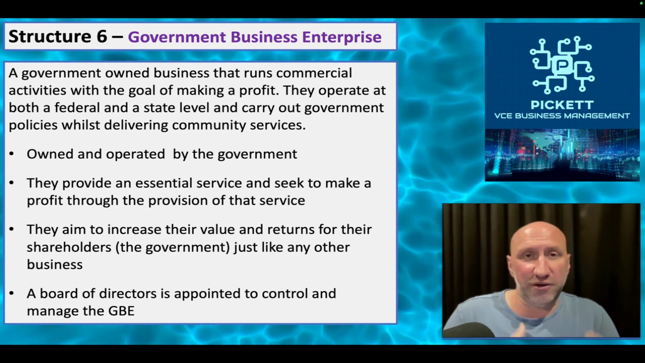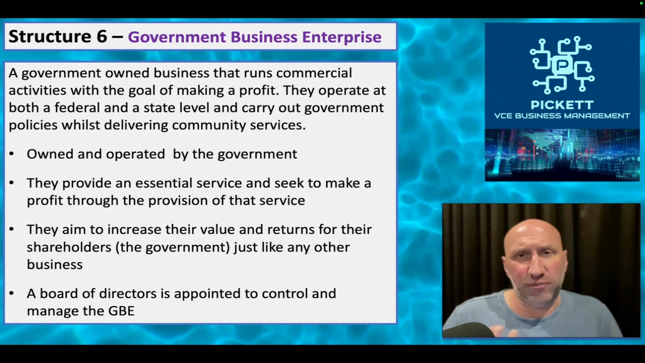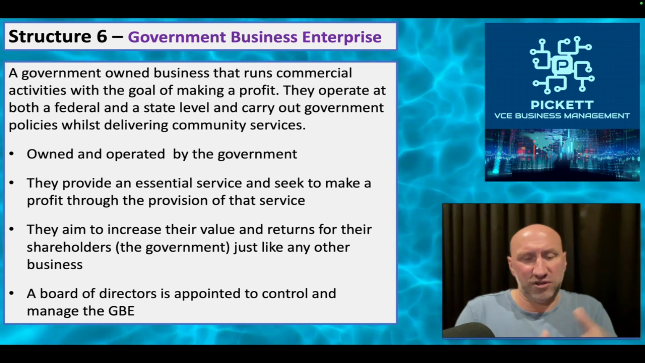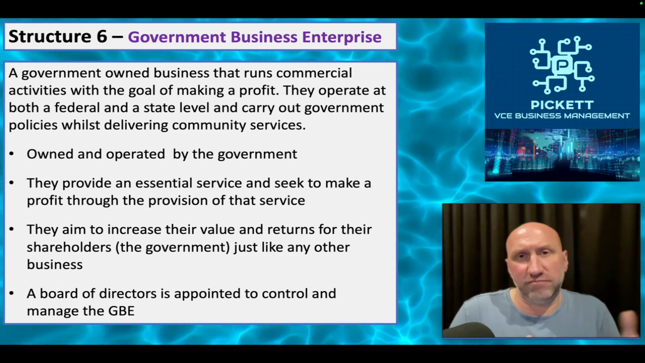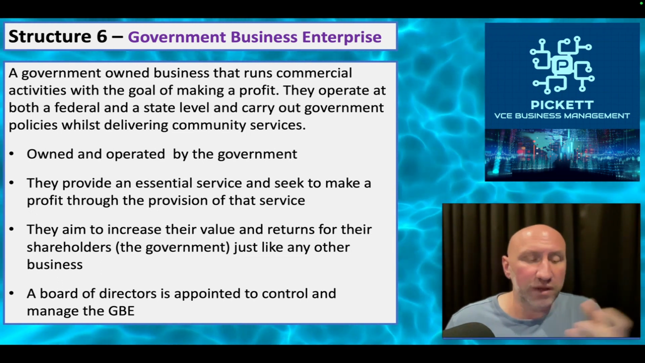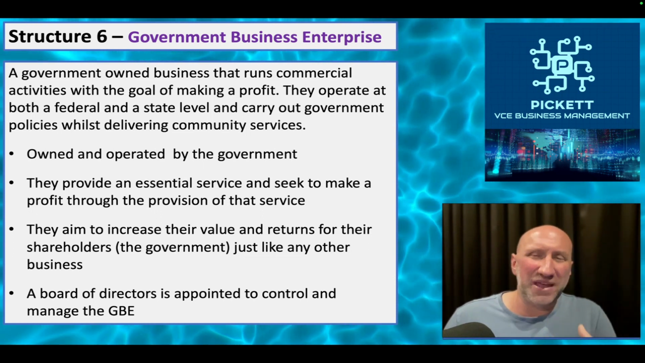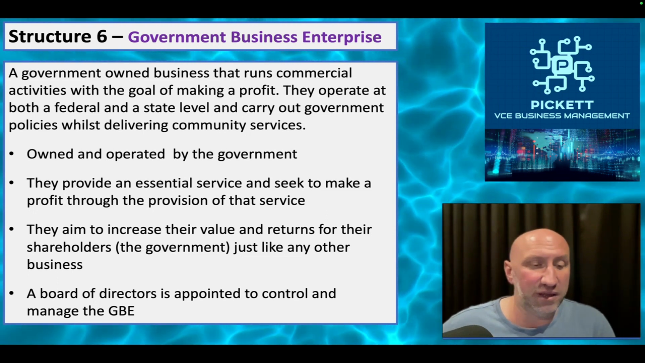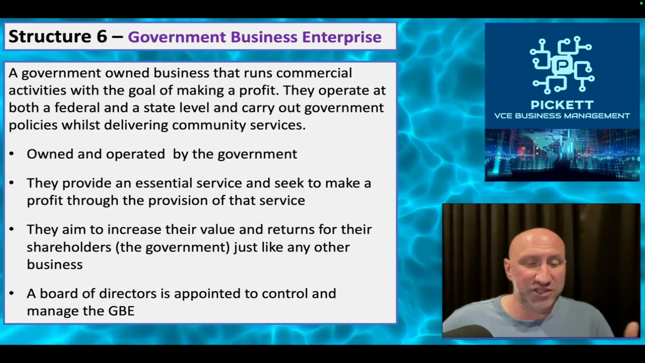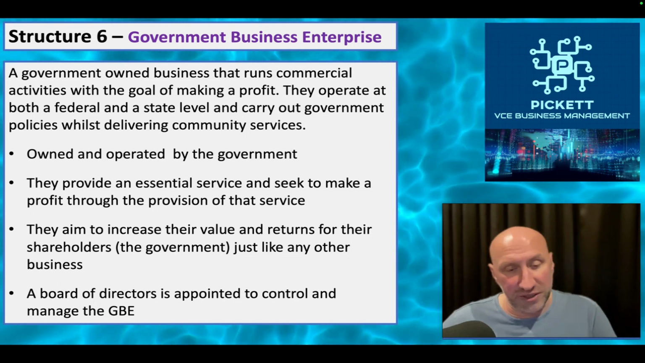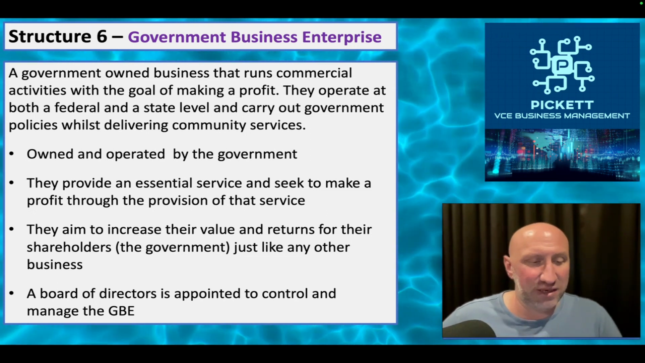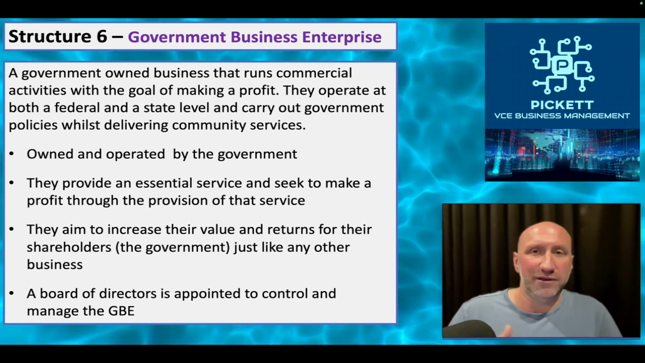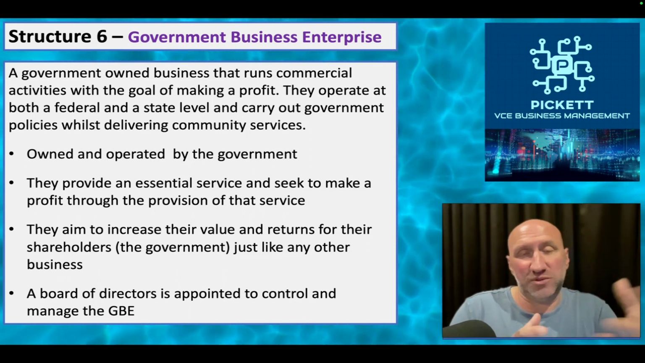I think Australia Post, they have lots of competition in the private sector now, lots of different courier companies, delivery companies, and of course, Australia Post outlets sell lots of different products as well. So they're still owned by the government, but they have to make a profit, but they're still providing a service to the community. Okay, they aim to increase their value and their returns for their shareholders, i.e. the government, just like any other business, and a board of directors is appointed to control and manage the GBE, kind of like any of the types of companies we saw before.